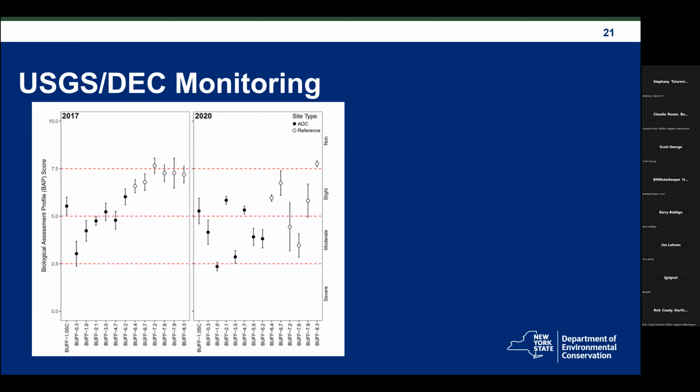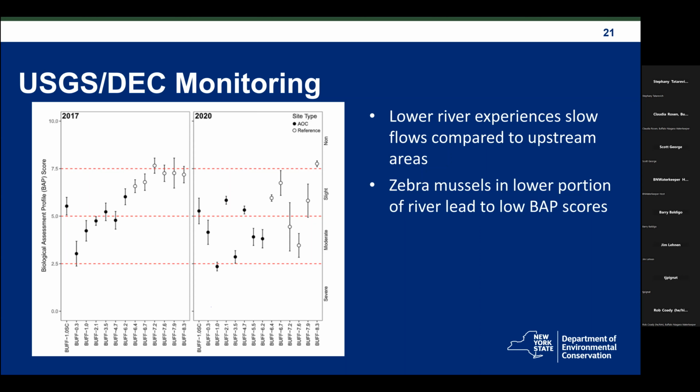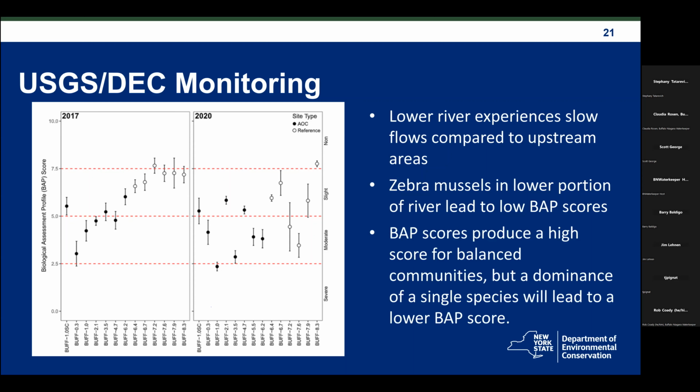This graphic shows the data collected by USGS and DEC. So the BAP scores in 2017 indicate the benthic community is moderately to slightly impacted. And in 2020, the benthic community was severely to slightly impacted. A statistical model indicated that the main factors for these BAP scores was channelization of the river, causing slower flows downstream at the mouth compared to upstream. The AOC portion of the river has greater depth due to routine dredging and historical river channel alteration. And these conditions lead to finer bed sediments, lower dissolved oxygen levels, and greater relative abundance of zebra mussels at sites in the AOC as compared to sites in the reference area. Zebra mussel abundance within the Buffalo River AOC likely affected BAP scores, since BAP scores produce a high score for balanced communities, but a dominance of a single species will lead to a lower BAP score.